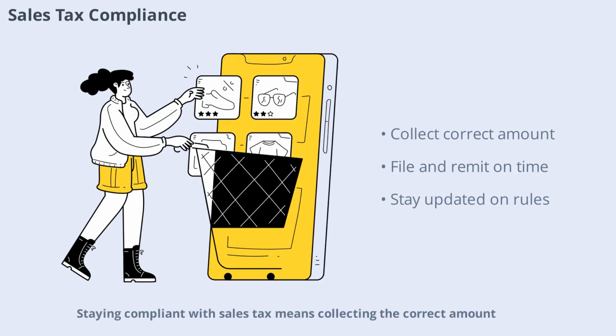Staying compliant with sales tax means collecting the correct amount, filing returns, and remitting payments on time. Sales tax rules can change, so it's important to stay updated on regulations in your area. Using accounting software or consulting a tax professional can help you manage compliance efficiently.